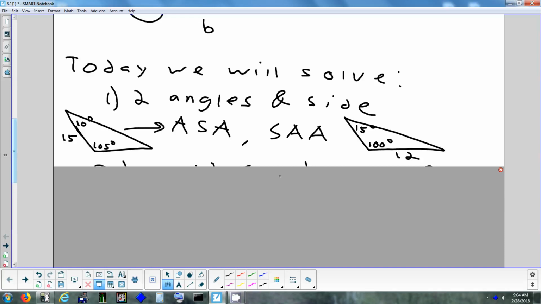12. That's an example of side angle angle, because this time the side that you know does not connect. It's not between the two angles.